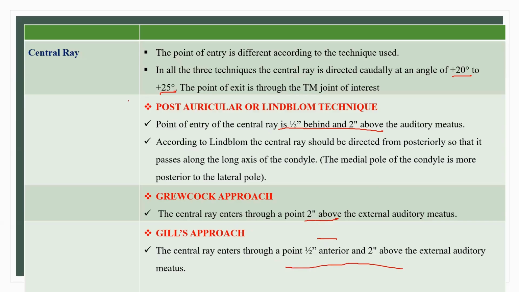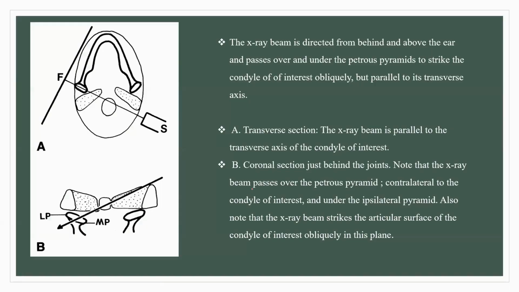So you can just make a difference about the three techniques. In Lindblom technique, it was half-inch behind and 2-inch above the external auditory meatus. In Grewcock approach, it is 2-inch above the external auditory meatus. And in Gill's approach, it is half-inch anterior and 2-inch above the external auditory meatus. So in the first one, it was half-inch behind, whereas in Gill's approach, it is half-inch anterior. That is all. So that is how the technique is varied according to the point of entry of the central ray. You can remember these three names.